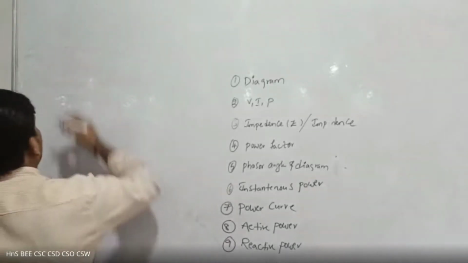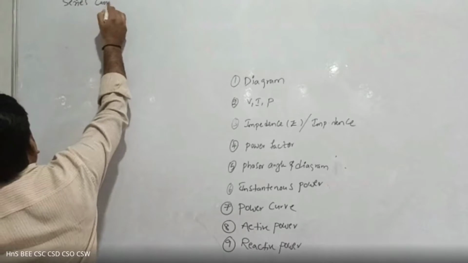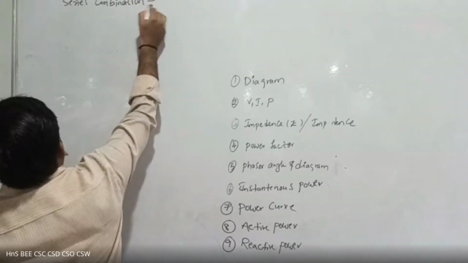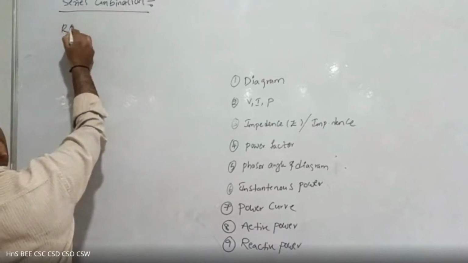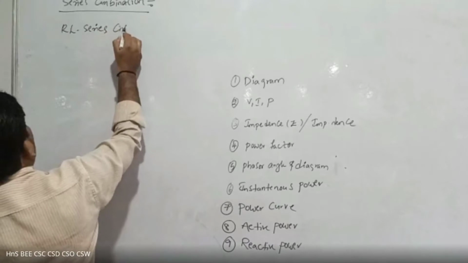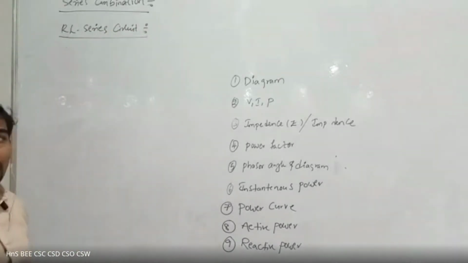RL circuit. From series combination, I'm taking the RL series circuit. This is the first classification in our series combination.